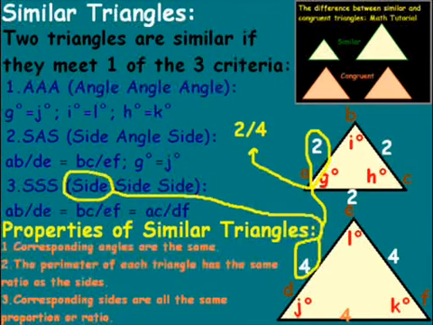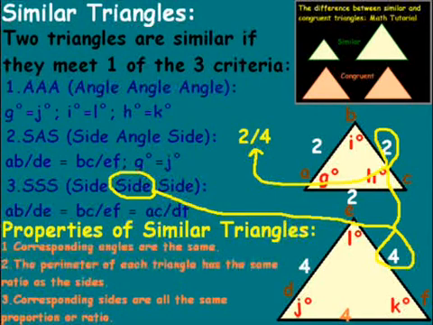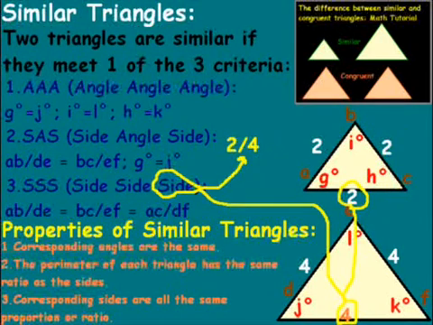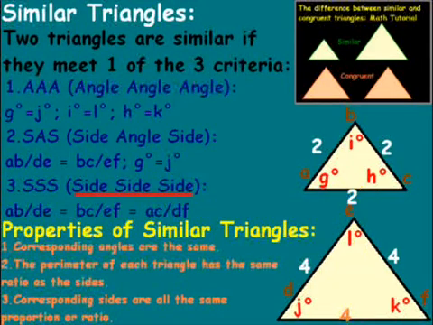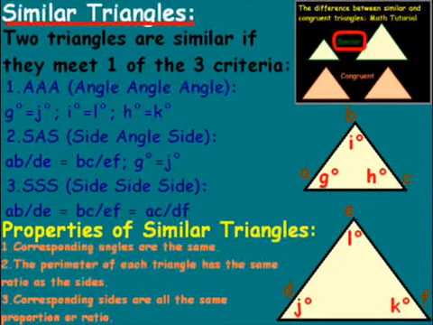If we look at the side right there, it is 2 and 4, so that ratio would be 2 divided by 4. Now the next side I've circled here is also going to be 2 divided by 4, so the same ratio. And the third side I have circled right there is 2 divided by 4, so that is the same ratio as well, and that would meet the side, side, side, or SSS criteria, because all the ratios are the same. And that concludes our portion on similar triangles.